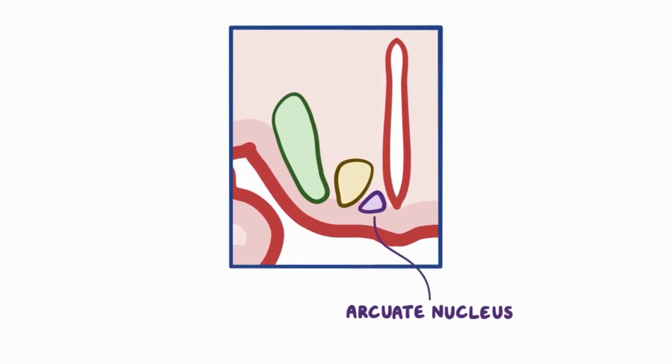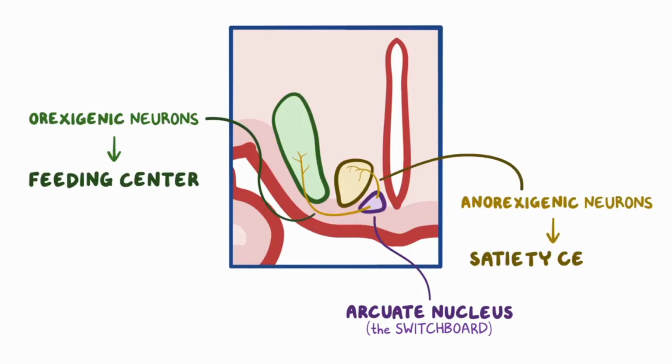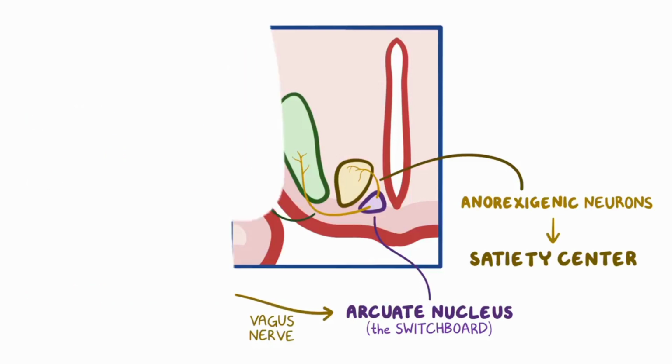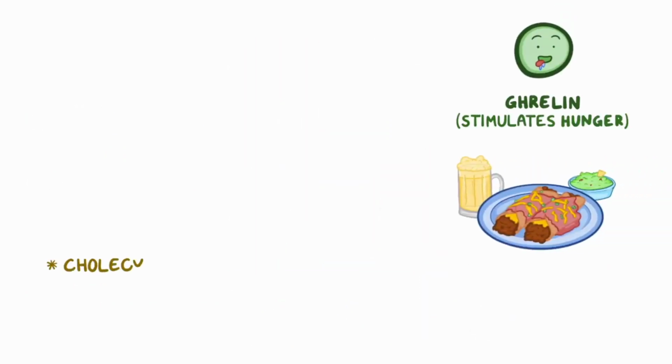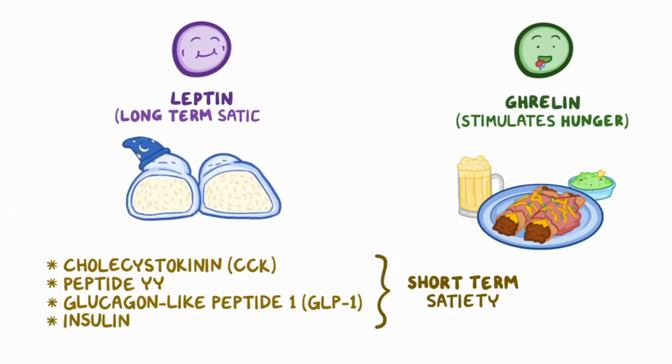Alright, as a quick recap. The arcuate nucleus is a switchboard that sends orexigenic neurons to the feeding center and anorexigenic neurons to the satiety center. The arcuate nucleus receives information from the mechanoreceptors through the vagus nerve, as well as various hormones. Ghrelin is the hormone that stimulates hunger, while the hormones cholecystokinin, peptide YY, glucagon-like peptide 1, and insulin cause short-term satiety. And finally, there's leptin, which causes long-term satiety.